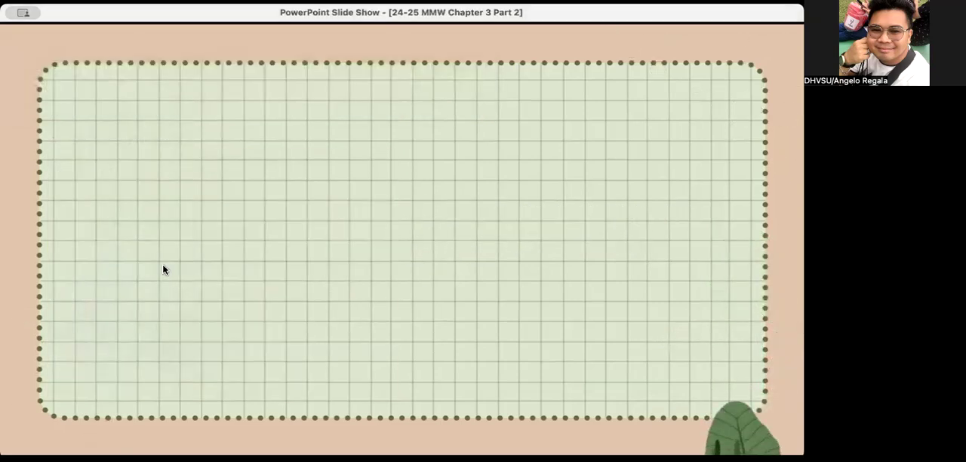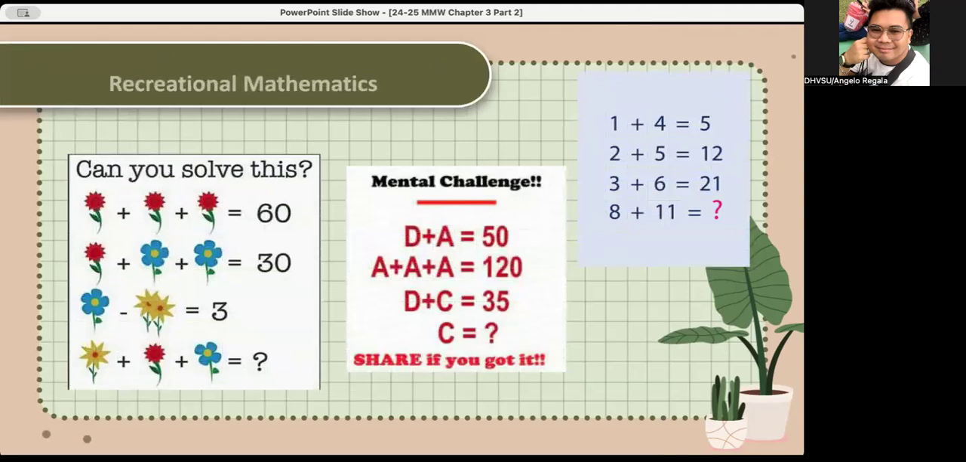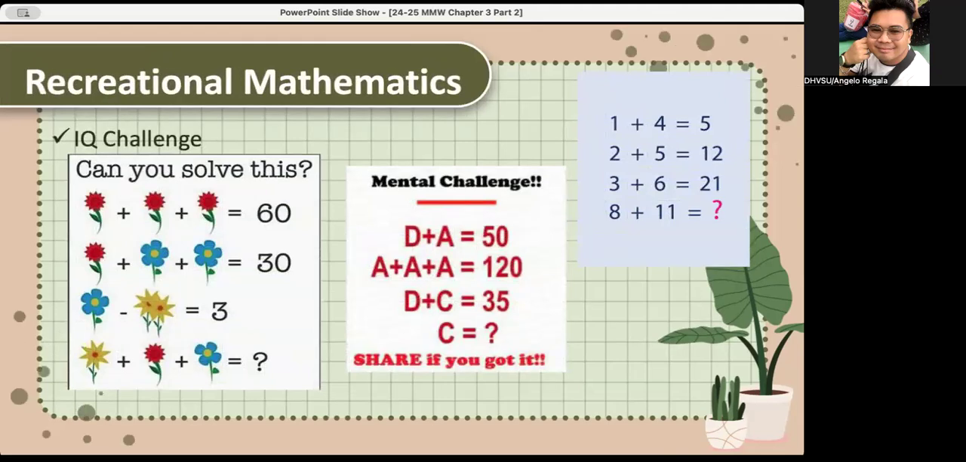Then we also have number puzzles or IQ challenge. Can you solve? Then there are pictures. Then if you add them, this is the sum. If you multiply them, this is the product. And so on and so forth.